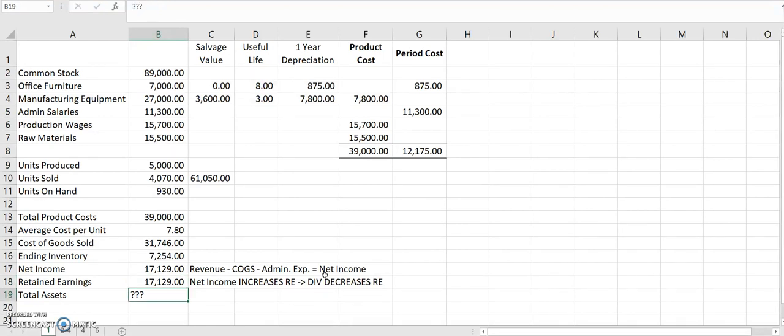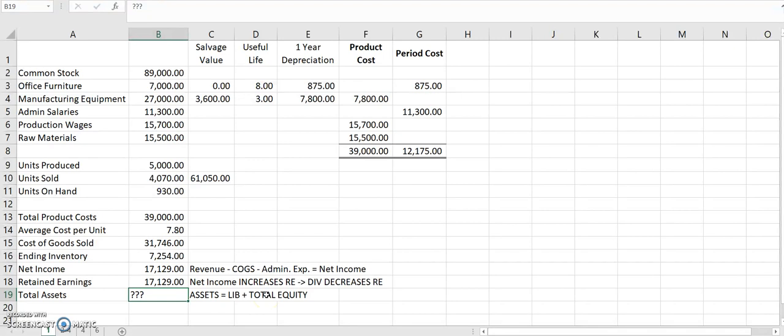Okay. Total assets. Well, again, we can look at this a few different ways. Remember that assets equal liabilities plus total equity. Okay? We know that we have cash. We know that we have this office furniture and this manufacturing equipment. We have this ending inventory. We have a lot of different assets that we know about. But if we go to the flip side, we don't have any liabilities, and we only have two items, common stock and retained earnings, that make up this total equity.